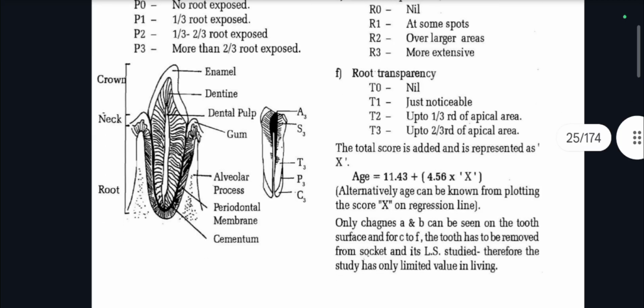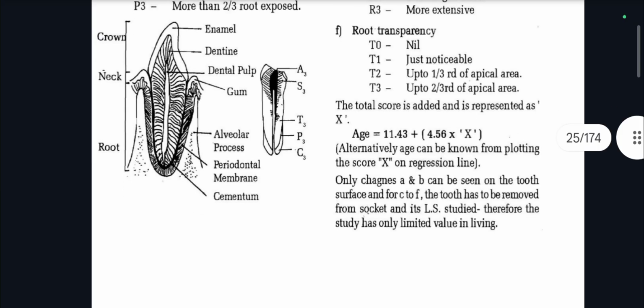Root transparency, T0, T1, T2, T3. T0 nothing, T1 just noticeable, T2 up to 1/3 of apical area, and T3 up to 2/3 of apical area. The total score is added and is represented as X. Age is equal to 11.43 plus 4.56 into X. So this is the formula. You just have to add the total score and put the value in place of X. Alternatively, age can be known from plotting the score X on regression line.